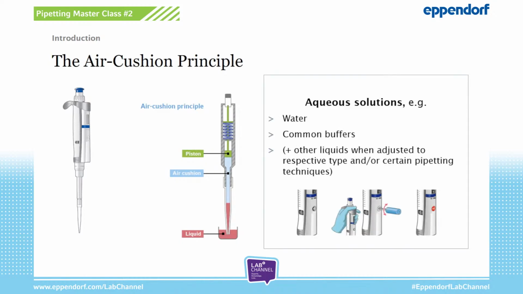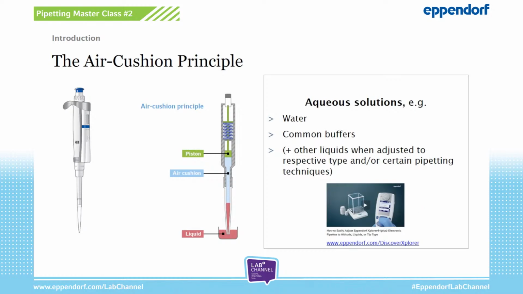Since this type of pipette is sensitive to physical changes to its air cushion, it should be used for aqueous liquids and common buffers. For other liquids, air cushion pipettes should be adjusted accordingly. Look here for pipettes that support this adjustment. There are mechanical pipettes that can be temporarily adjusted to specific liquids with a small tool. Or there are also electronic pipettes where programs make the temporary adjustment much easier, and often allow a quick and easy change between different liquid types without the need for any calibration.